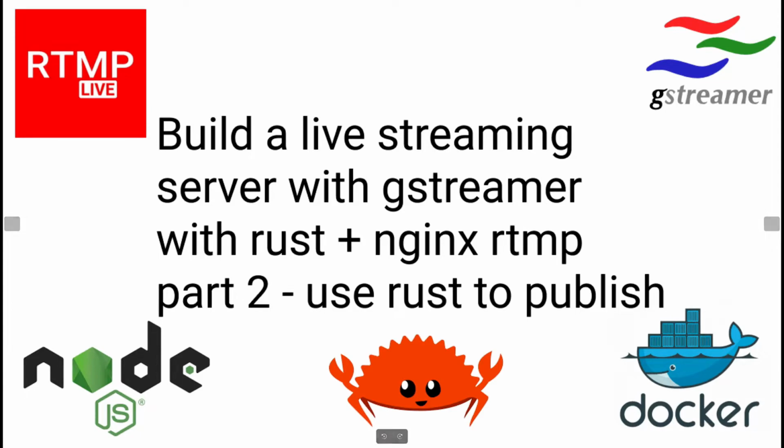Welcome back everyone. We are on to part 2 of our build a live streaming server with GStreamer, with Rust and nginx rtmp. If you haven't seen part 1, please go and check that out first, because that is pretty important before we can continue on part 2. In part 1 I showed you how to set up nginx rtmp in a Docker image and run it on Docker. So go and check that out first.